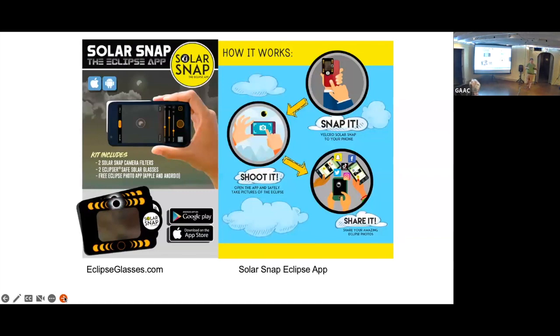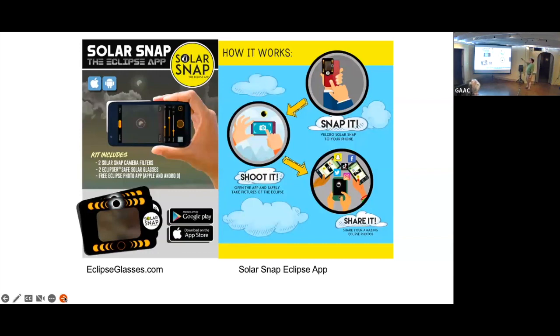Now, the last thing I want to point out is this just came out. I just heard about it like 2 weeks ago. There's this thing called Solar Snap, and it's the Eclipse app. So the only thing I want you to remember from this is there is this thing called Solar Snap, and if you want to try it, you have to go to their website. But the thing that it does is it gives you a filter that you put over the lens of the camera, so that prevents you from burning out your camera.